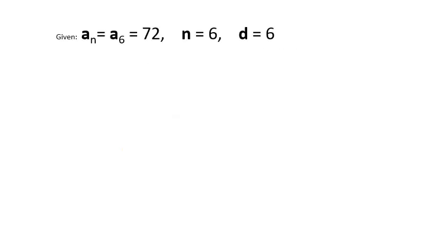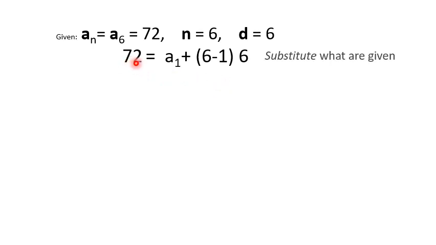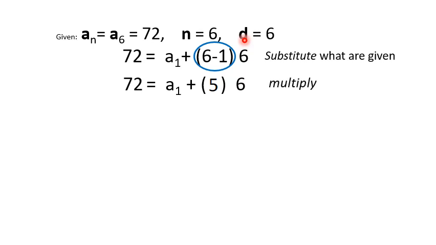By solving, substitute, we have 72 as a sub n. A sub 1 is our unknown. n is equal to 6. And d is equal to 6. Okay. Then, you are going to solve first 6 minus 1, which is equal to 5, and copy. Then, multiply 5 times 6 will give you 30, copy. 72, which is equal to a sub 1.